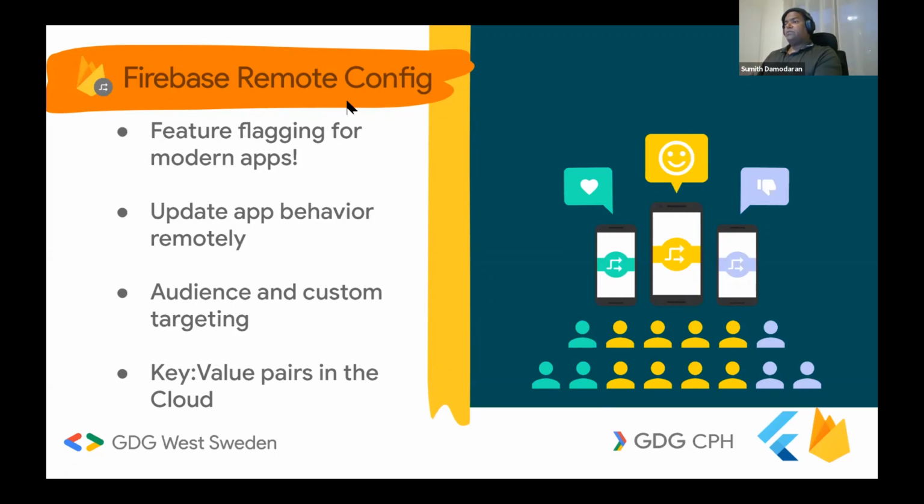If you use Firebase Remote Config, that is a key value pair in the cloud, you can actually use that to enable feature toggles, turning on some of the features for certain users and see how they are actually using the app. Work with the UX team to figure out whether that particular new user flow is actually working. You can then also use it for certain audiences or even custom targeting.